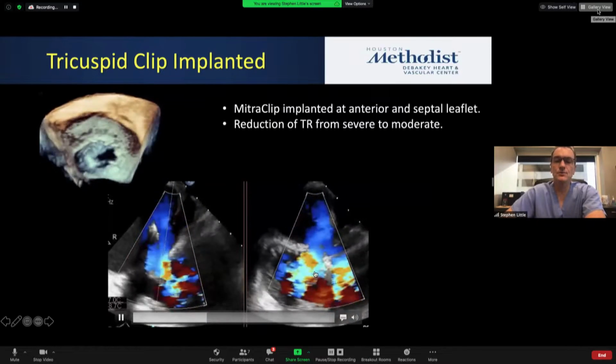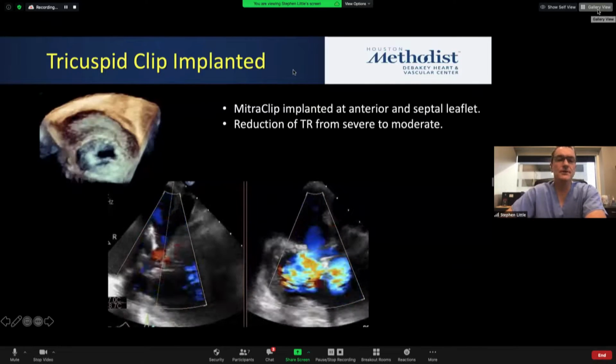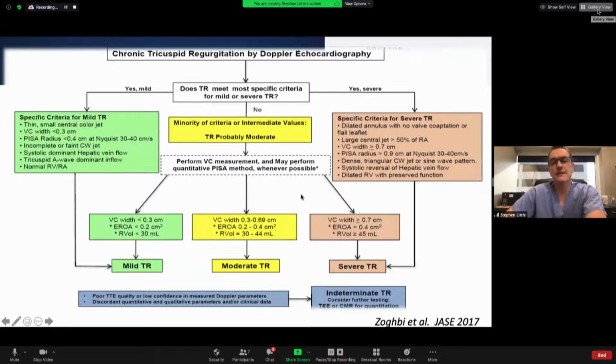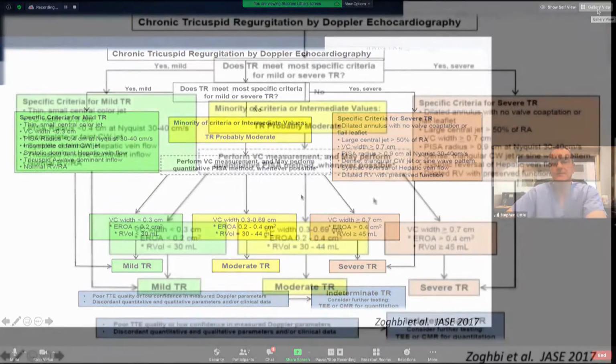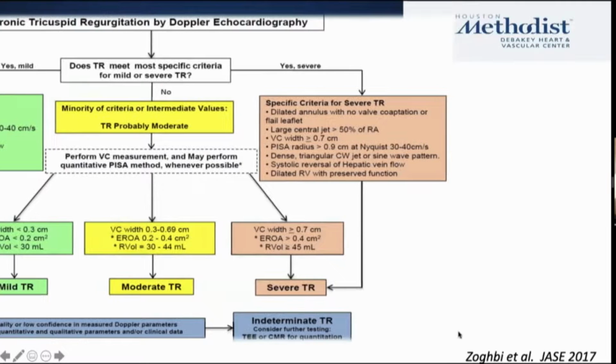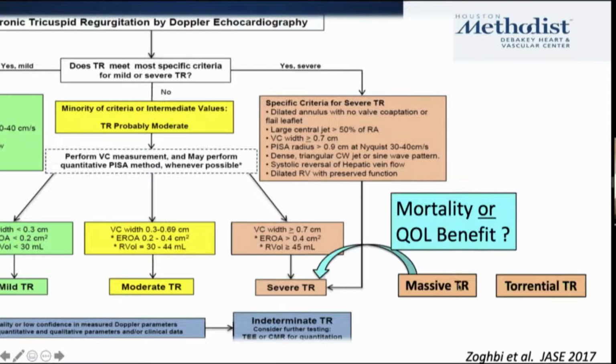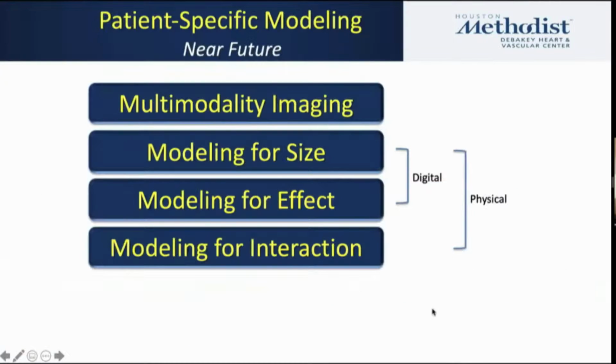There was some residual TR, but not the torrential TR we started with, and we had a very, very good clinical response. So this is a snapshot from the guidelines on how to quantitate TR. The point of this is because of the ability to intervene in these very severe scenarios, now we're starting to recognize, or some are advocating for, these other categorizations of massive and torrential TR, and the clinical question of if you move from massive to severe, or ideally to less than severe, what is the mortality and quality of life benefit? So these new technologies are allowing us to start to answer these clinical questions.